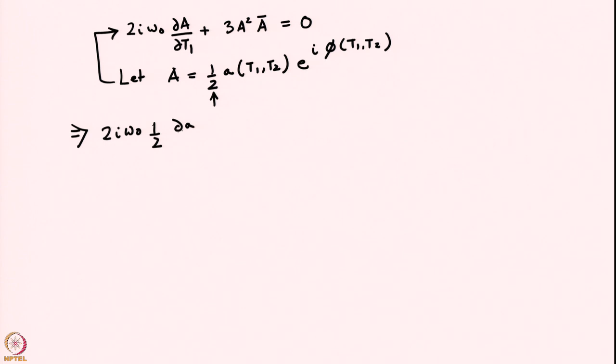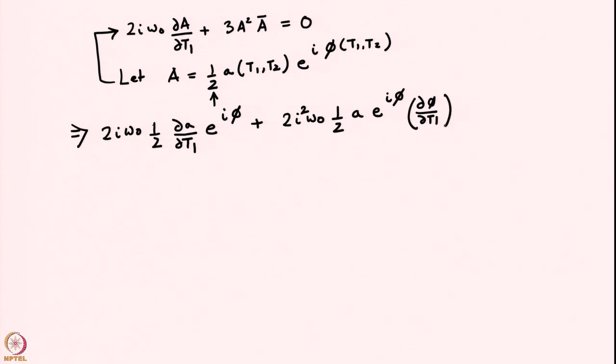So I have half del a by del T1 e to the power i phi, and then we will have twice i omega naught, and then I have to take the derivative of e to the power i phi, which is just i. So that will give me i squared, and then I have a factor of half a e to the power i phi into del phi by del T1. This is the derivative of the first term in the equation which governs A. I have one more term, which is 3, and A squared makes it 1 by 4 small a squared e to the power twice i phi into A bar. A bar is just the complex conjugate of capital A. So half small a into e to the power minus i phi is equal to 0.